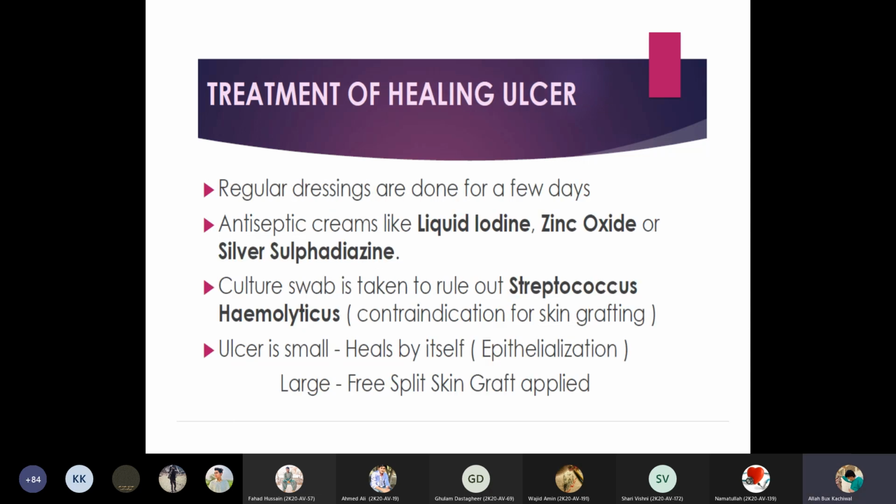The treatment of healing ulcers: regular dressing is done for a few days, and antiseptic creams like liquid iodine, zinc oxide, or silver sulfadiazine can be used. A culture swab is taken to rule out Streptococcus hemolyticus, which is a contraindication for skin grafting. If the ulcer is small, it heals by itself by epithelialization; if large, a free split skin graft is applied.